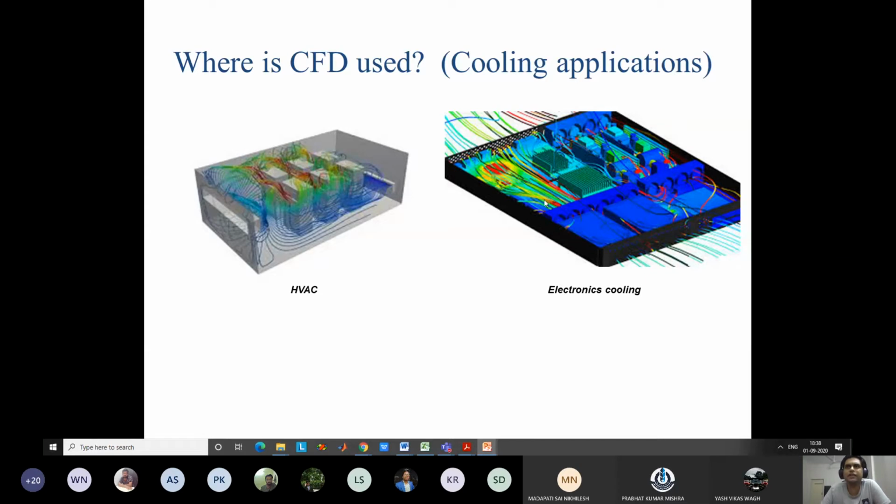Okay, so all these need to be designed, and there are large groups which are working on the CFD side of these things. Okay, there are hundreds of other applications you can think of. So I'm not going into details. Electronics cooling, actually it is known as electronics cooling, a very large area. Similarly, HVAC systems, okay, ventilation and air conditioning systems, centralized systems for large buildings. So all these are very important.